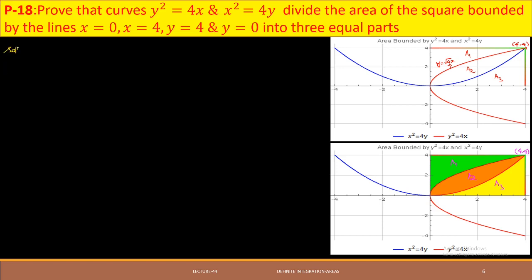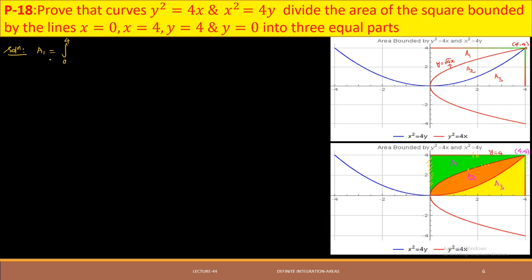So solution here, let us find out area A1. Area A1 is bounded by the y-axis on one side, the horizontal straight line, and the red color curve. What is this red color curve? It is given by y is equal to root 4x, and this horizontal line equation is y is equal to 4. So this is integral 0 to 4.